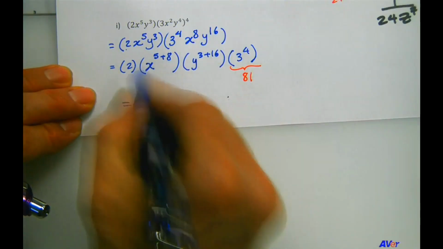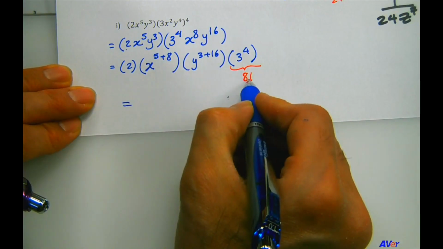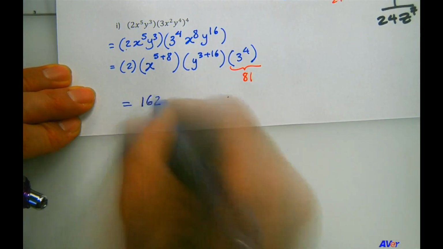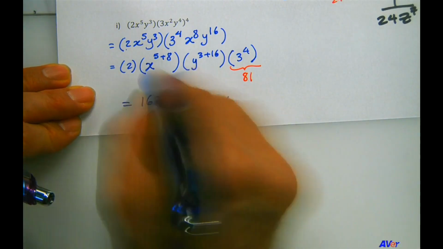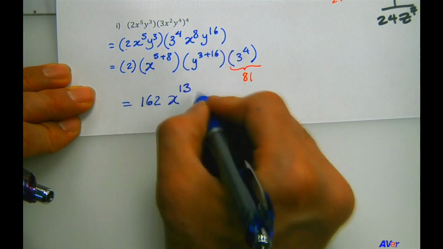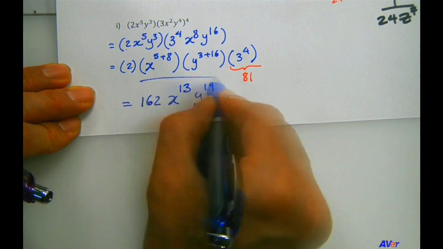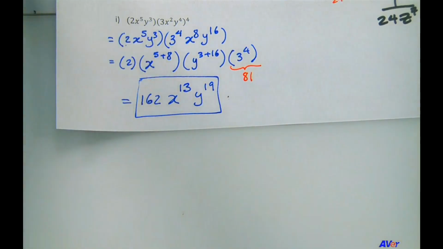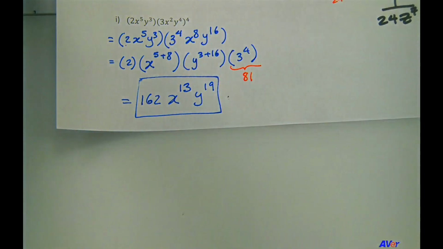Okay, so let's finalize this. 2 times 81, 162, times x to the 13 power, y to the 19 power, like that. Okay, all right. Let's see more examples.